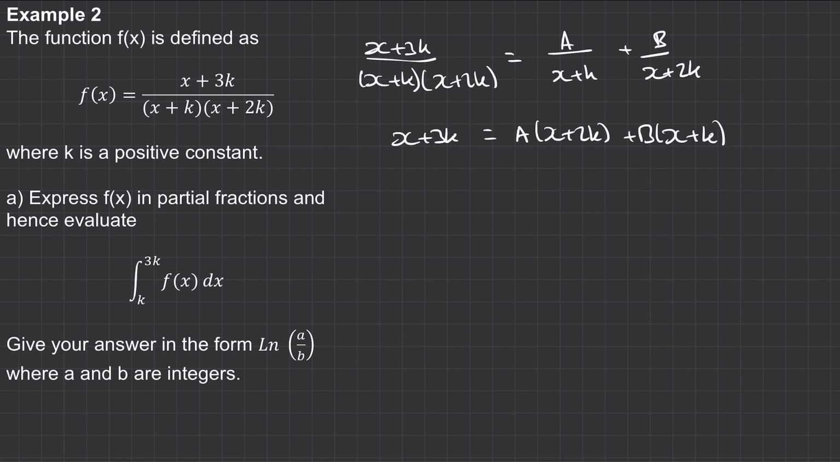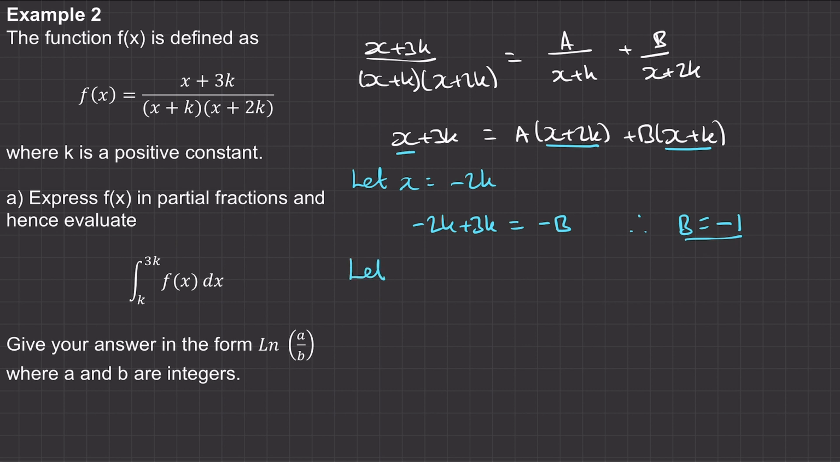Now, like we did a minute ago, we'll make each of these brackets equal 0. So we'll say let x equal minus 2k. That will cancel out this bracket. So we've got x, which is minus 2k, so minus 2k plus 3k will equal 0a, and then minus 2k plus k is minus k, so minus b. So therefore, b will equal minus 1.